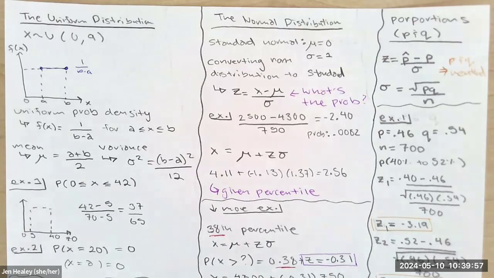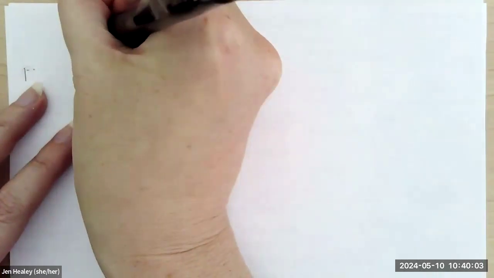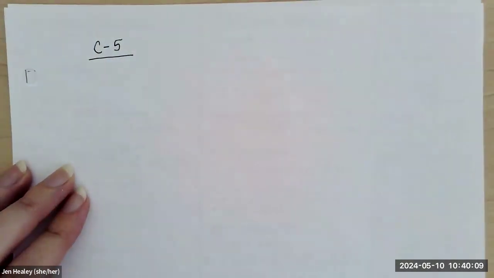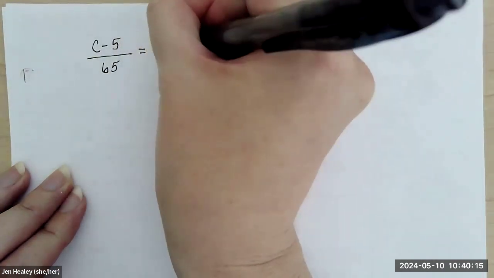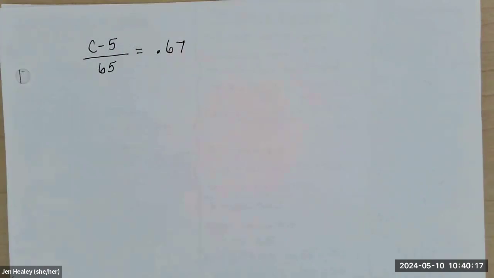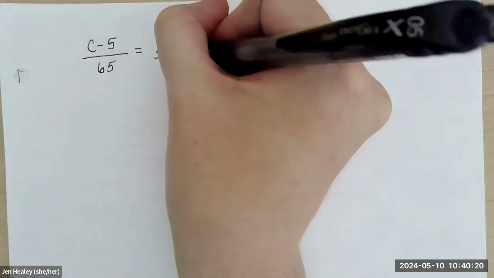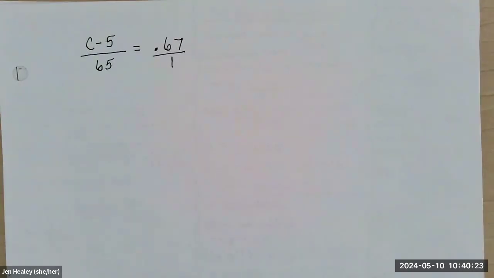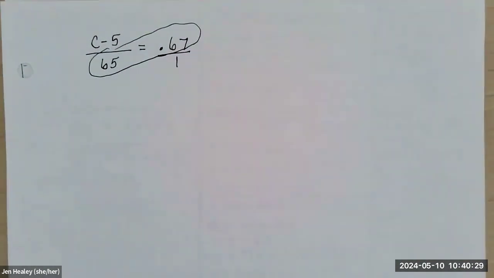I'll do the algebra on some paper. So we have C minus 5 divided by, we took 70 minus 5 and that gave me the 65. And I want that to come out to be 0.67. So algebraically, if this makes you feel better, put this side over 1 and then cross multiply. So you would multiply those two things together. 65 times 0.67 is 43.55.